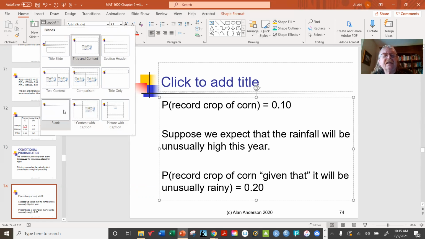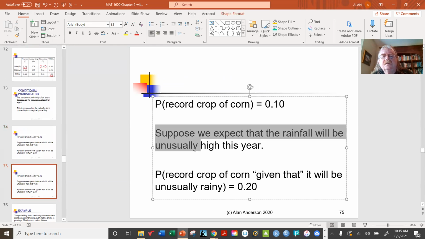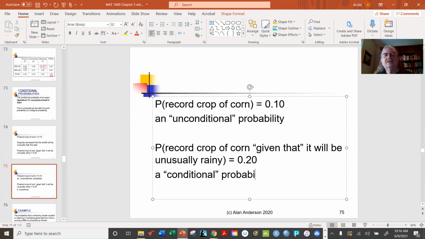So what I've done here is I've taken, in the first case, what we would call an unconditional probability because it is not dependent on any other events taking place. This one, on the other hand, because it does depend on whether or not it actually is unusually rainy this year, we're going to call a conditional probability, because whether or not I have a record crop depends on whether or not it actually does turn out to be unusually rainy. Okay, so with that extra piece of information about the rain, I've revised my forecast for my record crop of corn upwards. And so this is now referred to as a conditional probability as opposed to the first one, which is an unconditional probability.